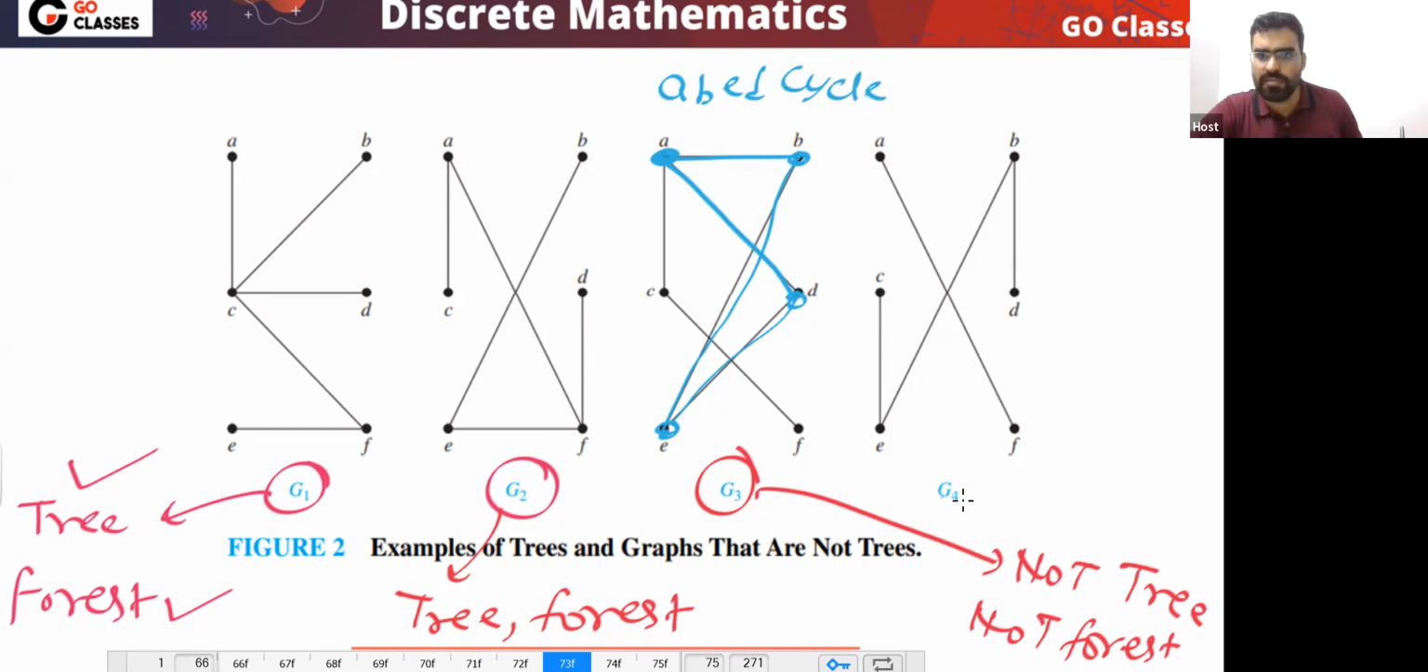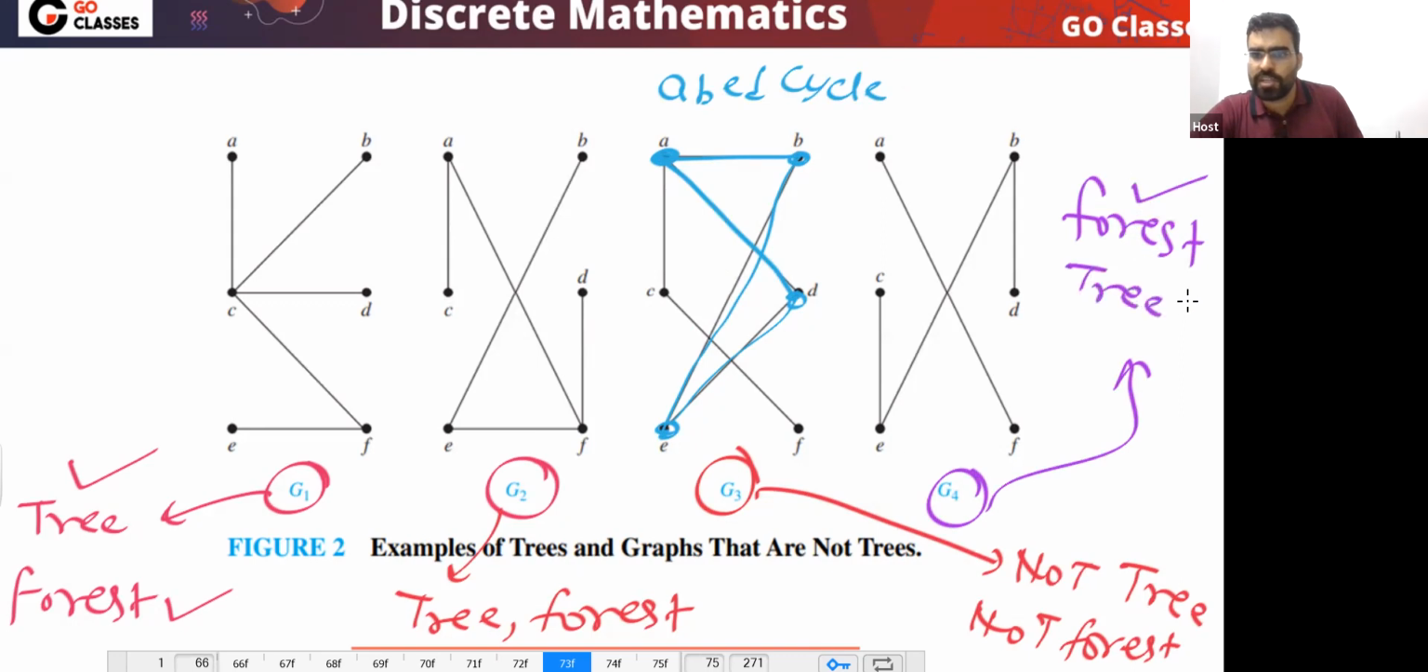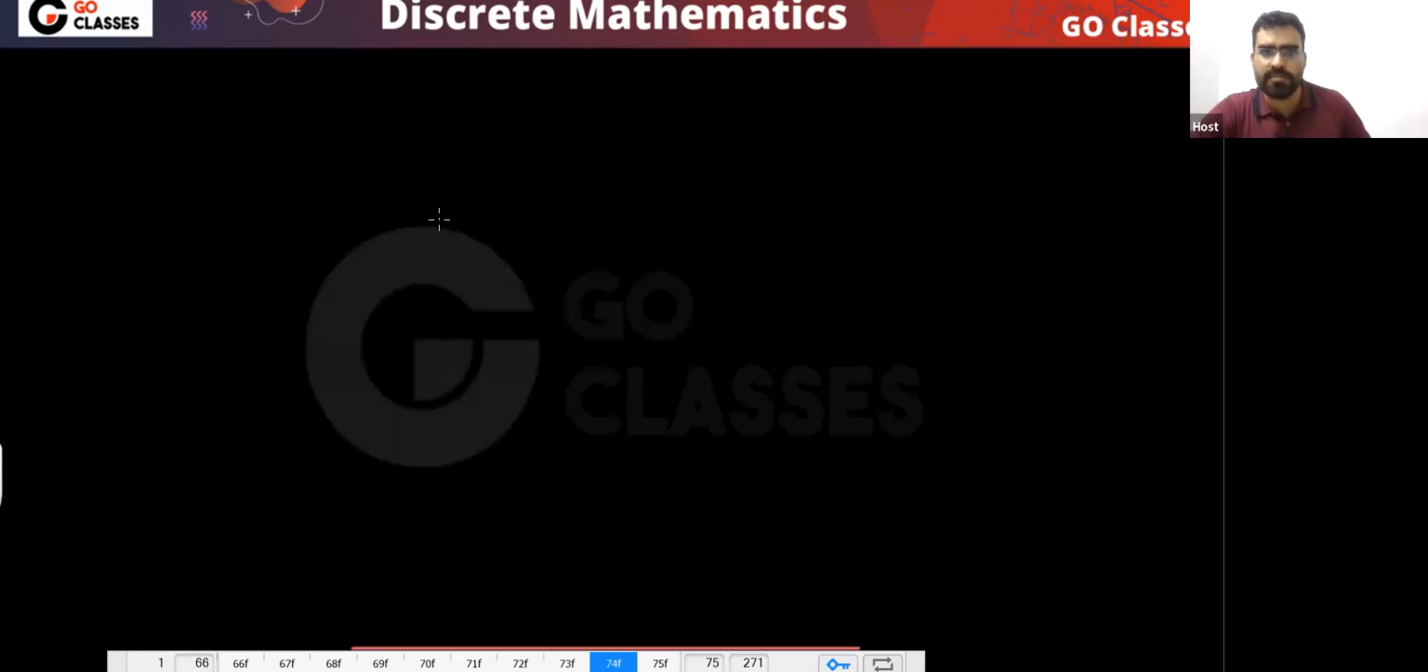What about this last one? This is G4. This is not connected. This is a forest, but not a tree, because this is not connected. There is no cycle. This is acyclic, but this is not connected, and this is another tree with a cycle.